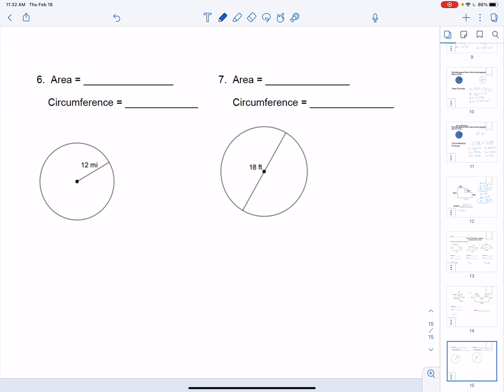And then last but not least, find area and circumference. In number 6, we're given a radius. And on number 7, we're given a diameter. And using those formulas, you can find the area and circumference of each of those circles. So you can go back in your notes or go back in this video to look at specific figures to be able to find their areas and circumference.